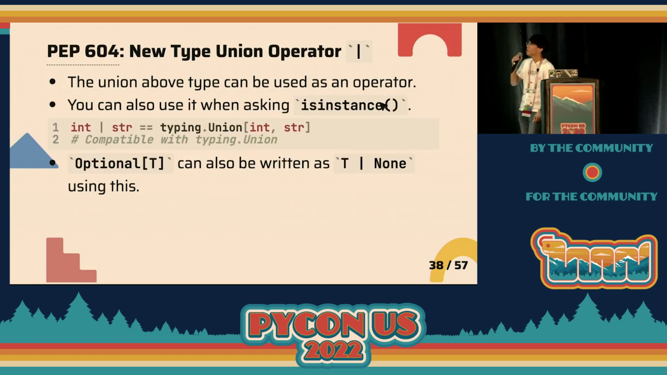Okay, as you know, there is a new type union operator using pipe. The union above can be used as an operator. You can also use it with isinstance. Yes, like this. Optional of T can also be written like this: T pipe None.